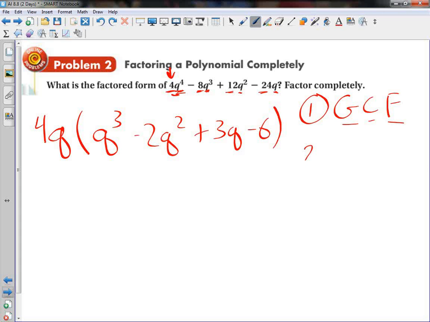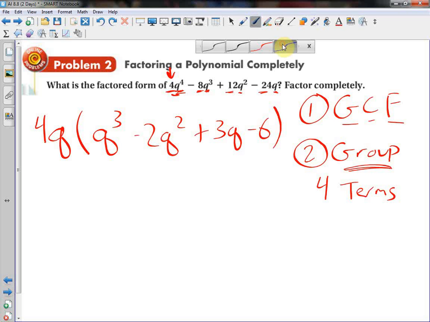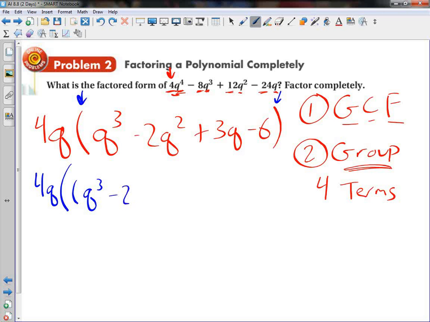Next step was to see if we can factor by grouping, right? And this factor by grouping is when we have 4 terms. Okay, so we do have 4 terms, and I'm just looking in between these parentheses, right? So from here to here, I have 4 terms. So I want to try grouping that. So 4Q, then we have Q cubed minus 2Q squared plus 3Q minus 6.